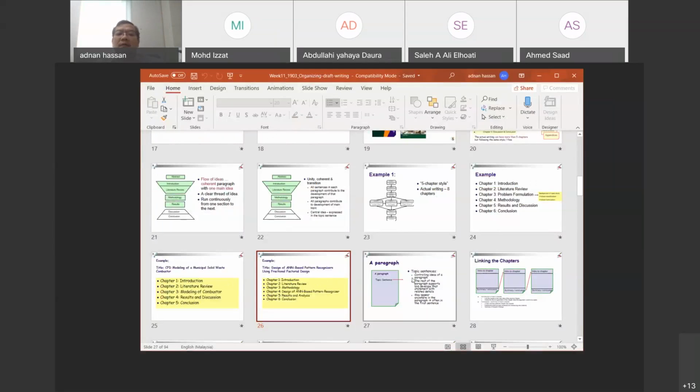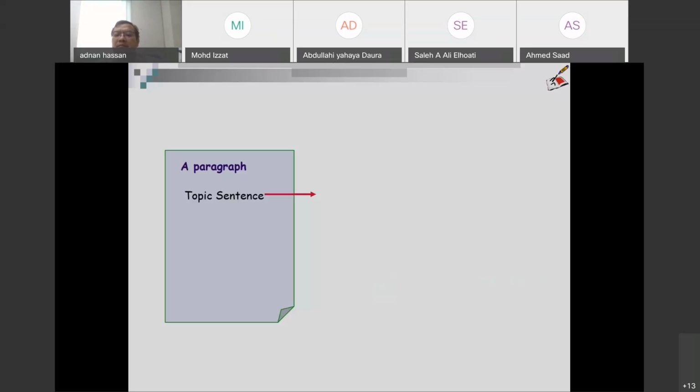Developing a paragraph. Let's say you have a paragraph here. You can start a paragraph with a topic sentence. If you are not familiar with what a topic sentence is, I advise you to Google it. You can find books on technical writing, English writing. The topic sentence is the first sentence in the paragraph. Normally it is the first sentence, but it can be in the second or third sentence. But this is the main idea. The topic sentence is the main idea of that paragraph.